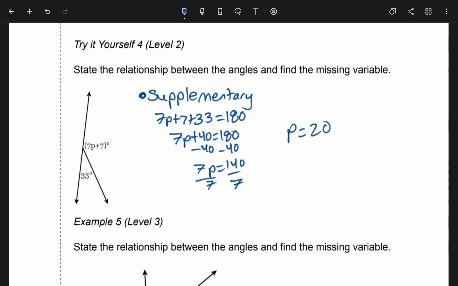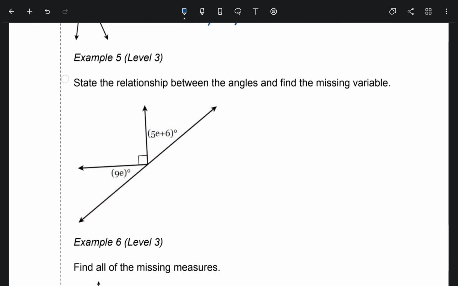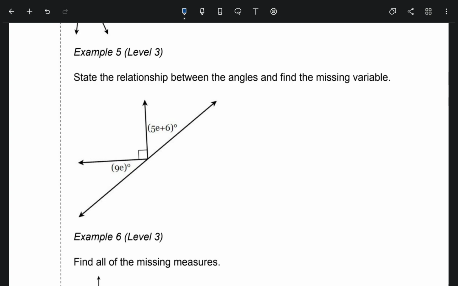Okay, here you go. Now let's go over a couple level 3 questions. So example 5 wants you to state the relationship between the angles and find the missing variable again. This time we have multiple things. Now notice this has a little square in here, so that means this is 90 degrees. And we have 3 angles all forming a straight line, meaning these are supplementary.